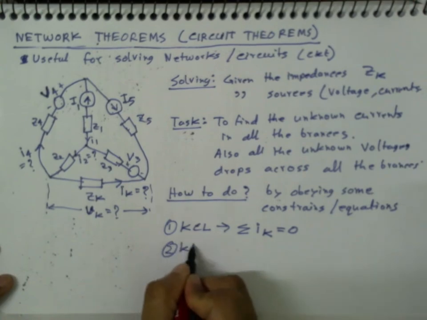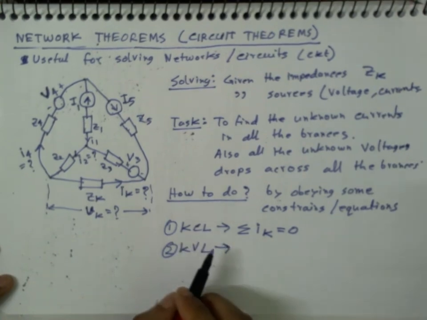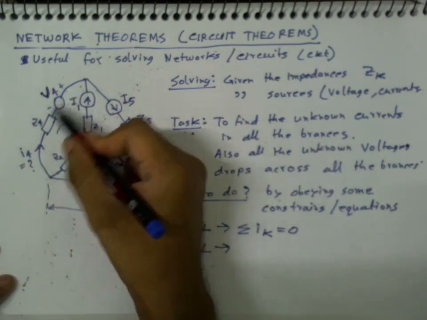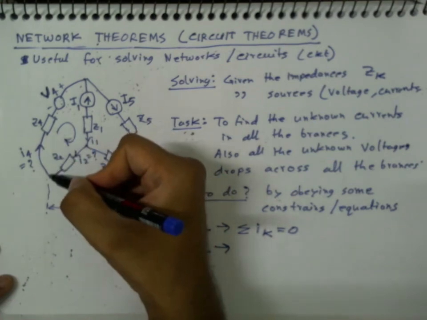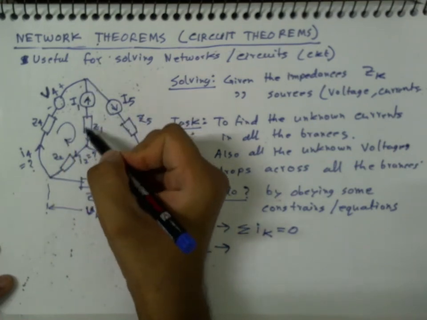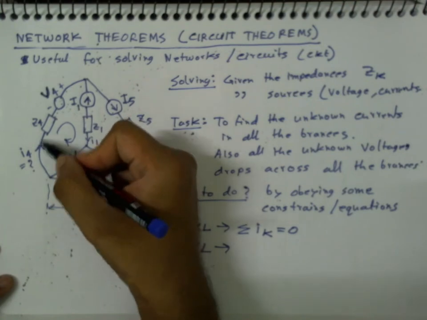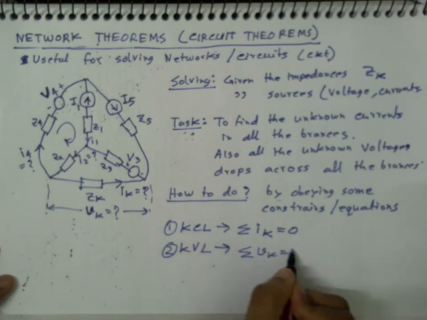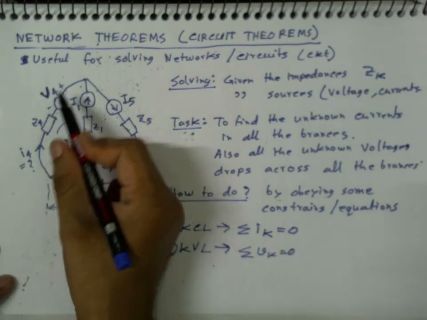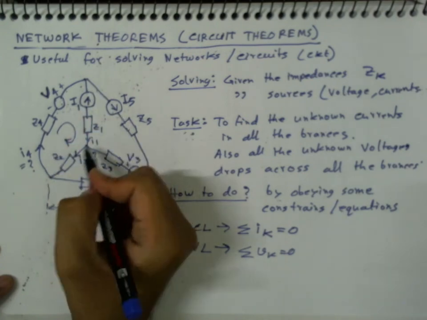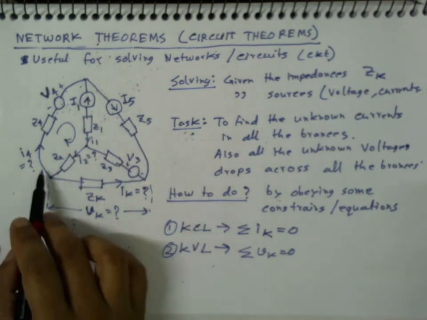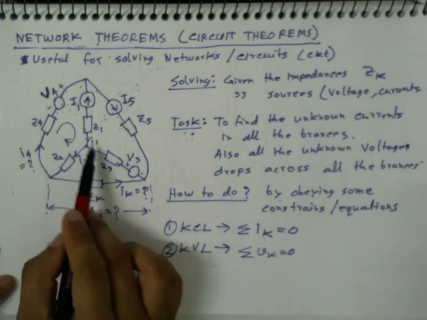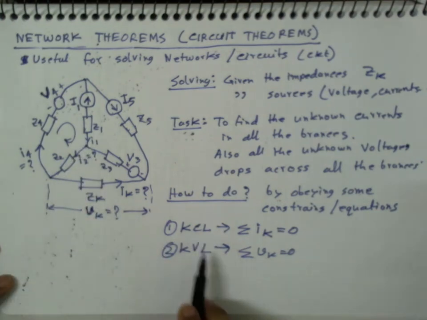Then KVL. What does it say? Take any loop, maybe this loop, and then the sum of potential drops summed over this loop, starting from here to here, then here to here, then here to here, should be 0. Because I start from one point and come back to the same point, there should be no net potential change. Like here, there should be no net accumulation of charge in a node. So this is KCL, this is KVL.